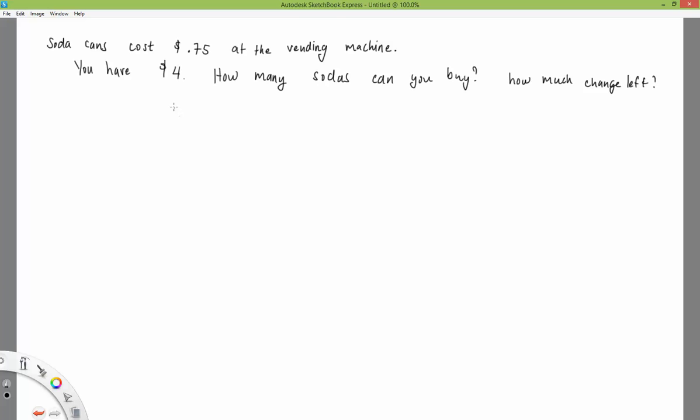So essentially, you're just going to do $4 divided by 0.75, essentially per can. Now we're kind of ignoring this, but we're essentially doing 4 divided by 0.75, and we get something like 5 point... what am I doing? So 5 goes in there at 375. So we're going to get 5.333, right? 5 and a third.